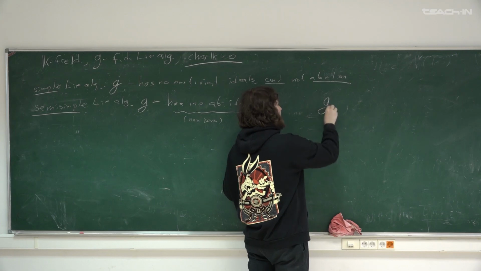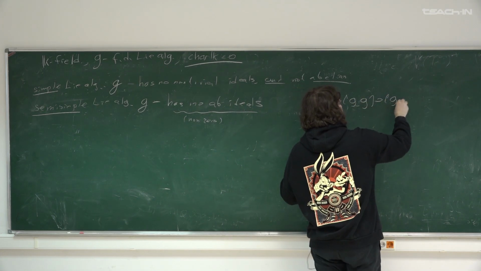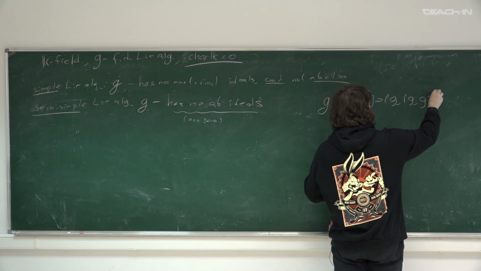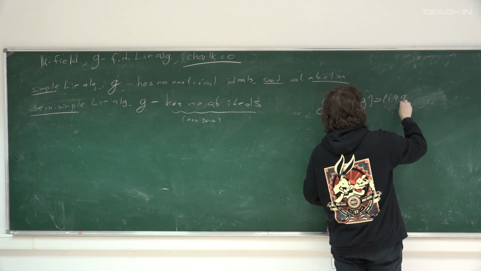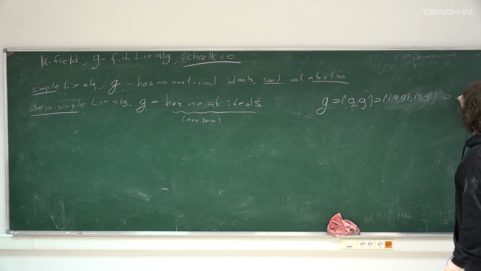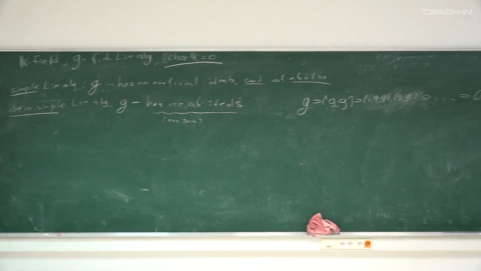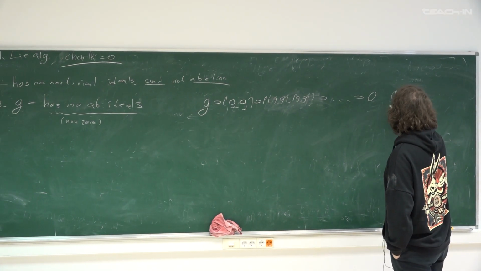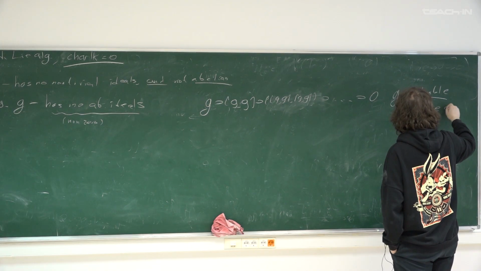For any Lie algebra, I can consider its commutator. Then I can consider the commutator of the commutator, just the commutator of the previous one. It's not nilpotent, and so on. And if this filtration ends by 0, if it's finite, then we say that G is a solvable Lie algebra.